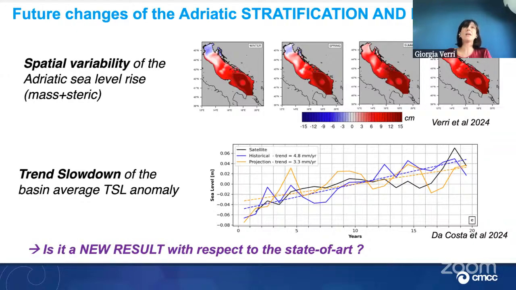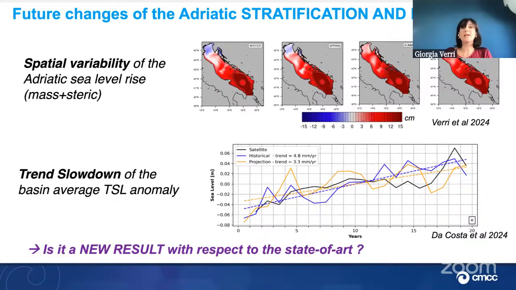demonstrates the spatial variability of the Adriatic sea level rise, and also indicates a slowdown in the future trend of the Adriatic sea level rise.